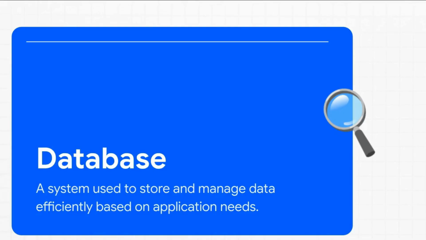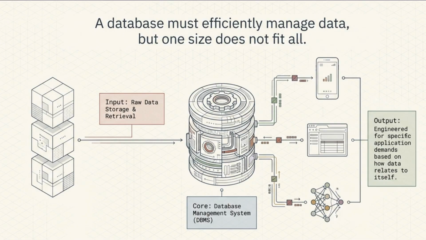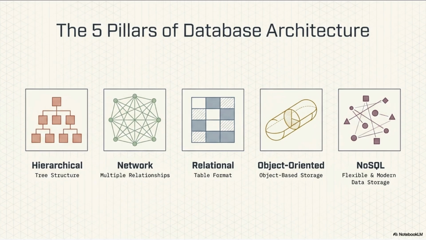So at its absolute core, a database is really just a system used to store and manage data efficiently. But here is the critical part. Your choice of database completely depends on the application you're building. Think of it kind of like vehicles: a sports car, a heavy-duty pickup truck, and a massive cargo plane. They all require highly specific engines to run right.